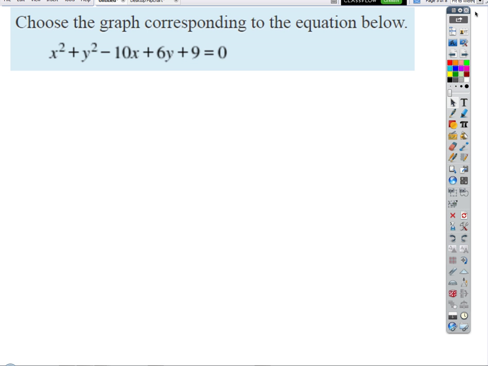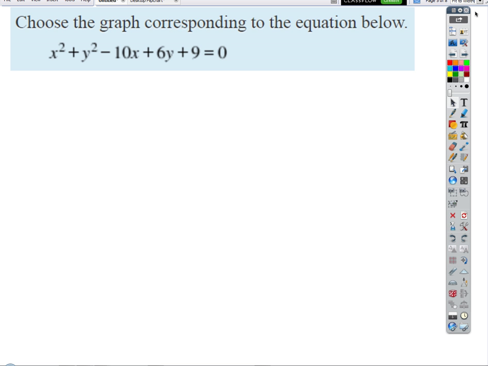That's fine. Choose the graph corresponding to the equation below. Okay? So what are we going to do? What kind of shape is that going to be? And why? It's going to be a circle. Very good. It's going to be a circle because notice that in the standard form equations for parabolas, either x is being squared or y is being squared, but not both. But in a circle, both x and y are being squared, right? So we know this is going to be a circle.